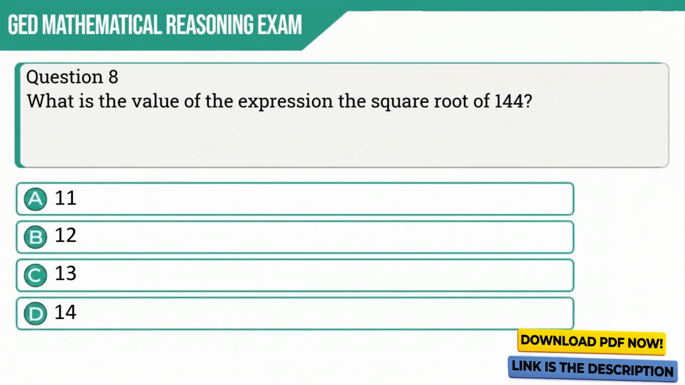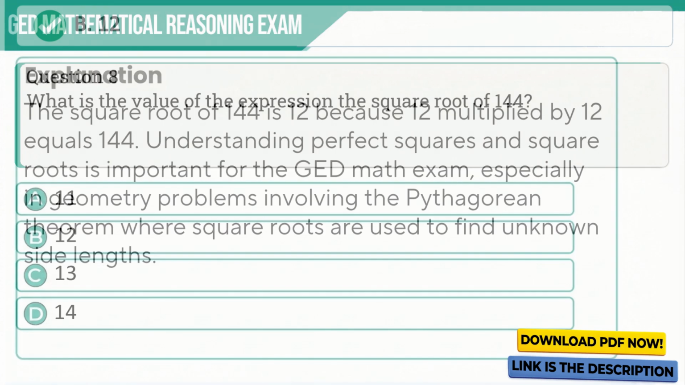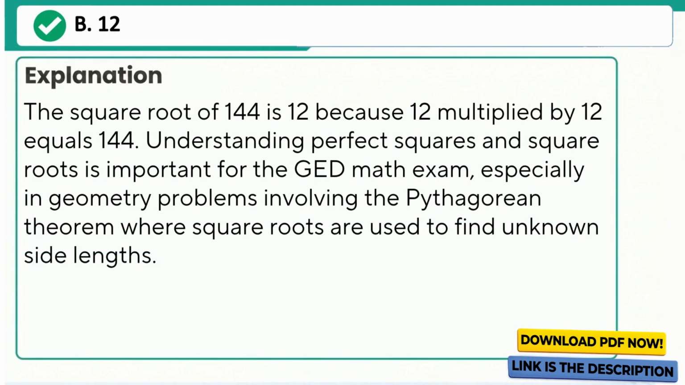Question 8. What is the value of the expression the square root of 144? A. 11. B. 12. C. 13. D. 14. Correct answer, B. 12. Explanation. The square root of 144 is 12, because 12 multiplied by 12 equals 144.